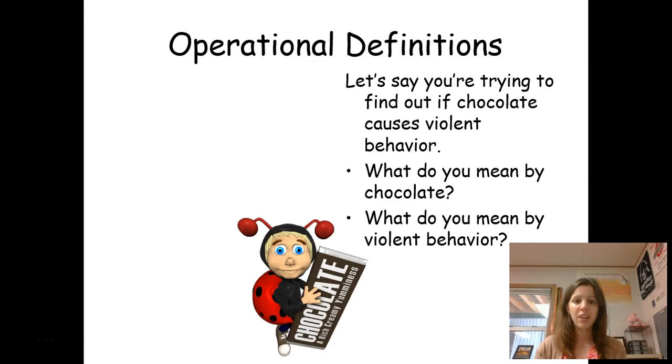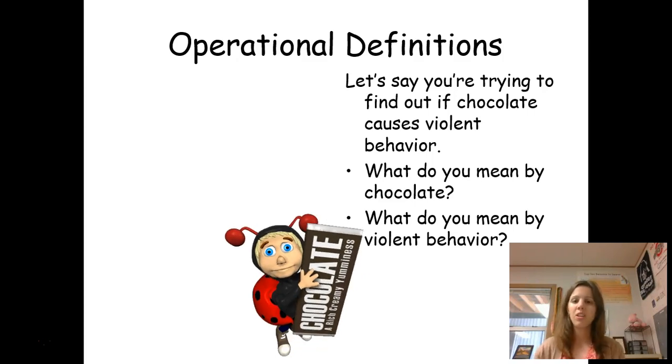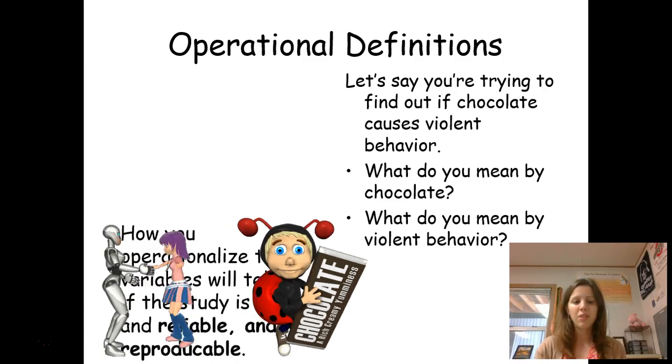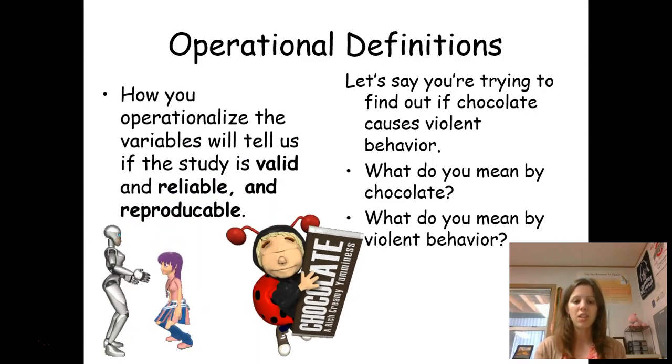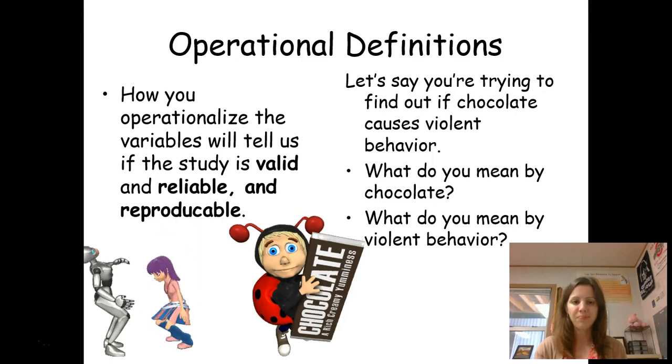What do you mean by violent behavior? Is flicking someone in the ear violent behavior? Is punching someone in the face violent behavior? Where do you draw that line? Okay, and like I mentioned earlier, it's important to make sure that the study is replicable, reproducible, and valid.